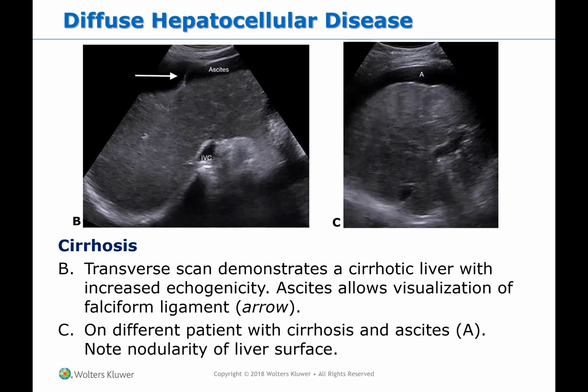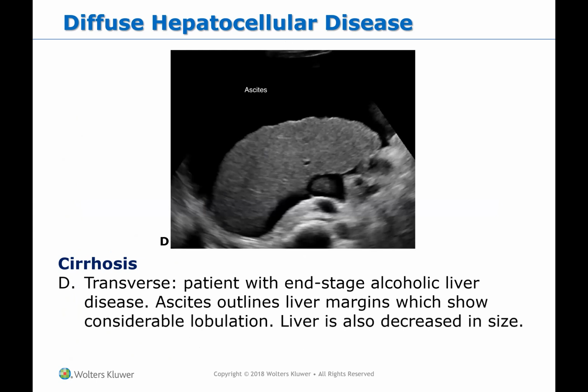The other thing is you're going to get some ascites, which is fluid around the liver. These are a couple of images of the fluid seen anterior to the liver. This is late stage. See how shrunken the liver is and see how much fluid is around it. So sad.